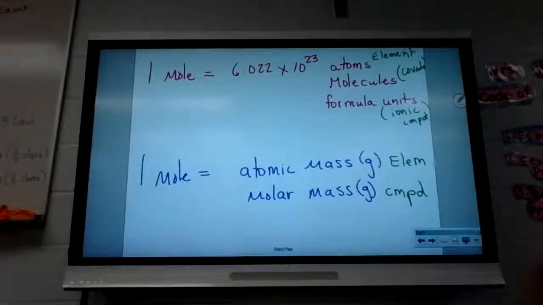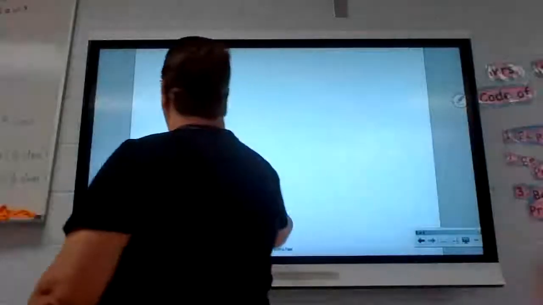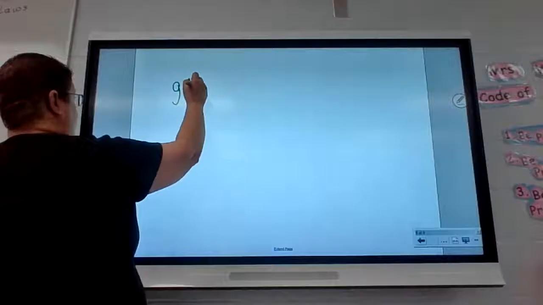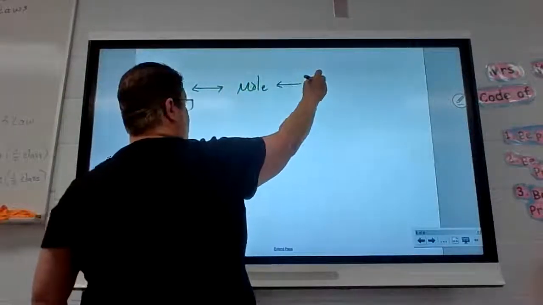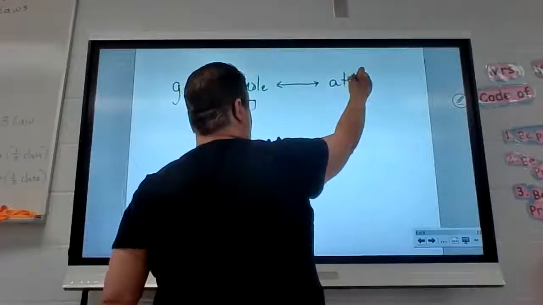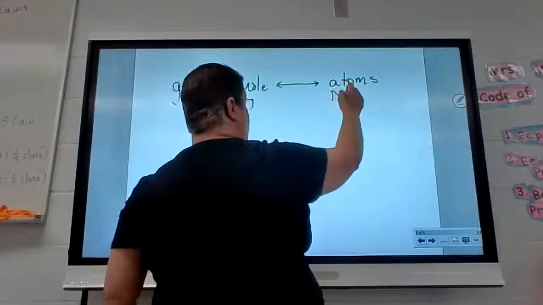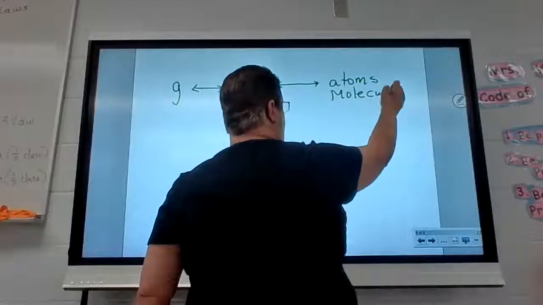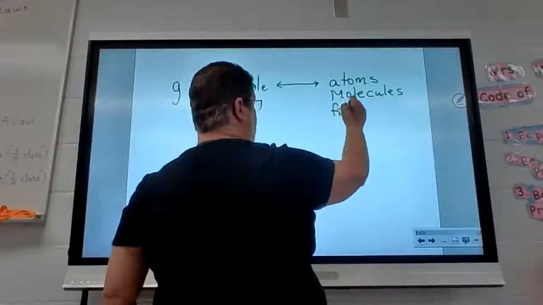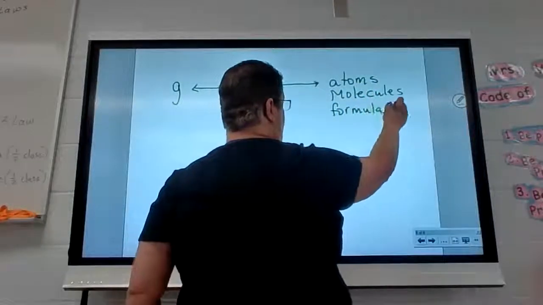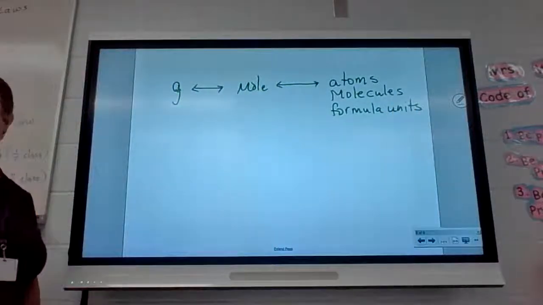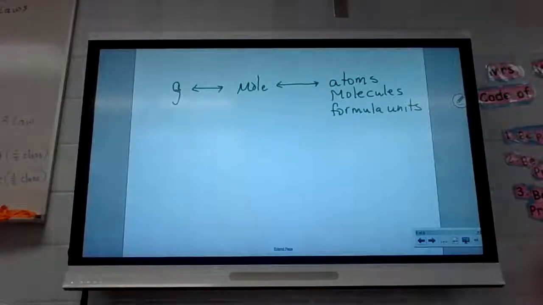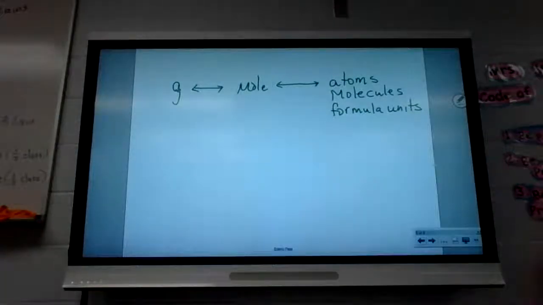All right, does everybody have what they need? So, in our flow chart, since Michaela asked, remember how we had grams to moles to atoms? Molecules and formula units go here. They work just like atoms. So nothing's basically different. When we see atoms, we can think molecules, formula units. It works the same way.